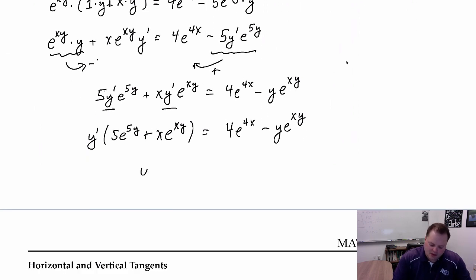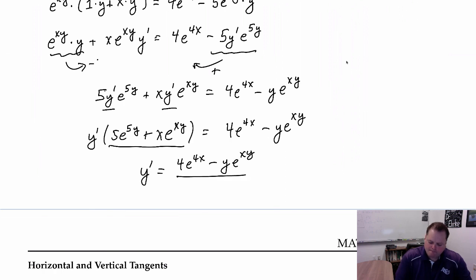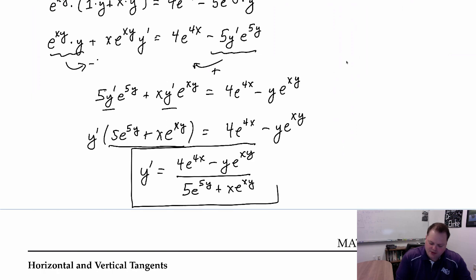And then finally, solve for y prime by dividing this term over. And so this is the derivative of that given implicit curve. Once again, it's an implicit derivative here because I have both x and y in the formula for the derivative, but unlike the previous example, I was actually able to pretty easily solve for y prime here.